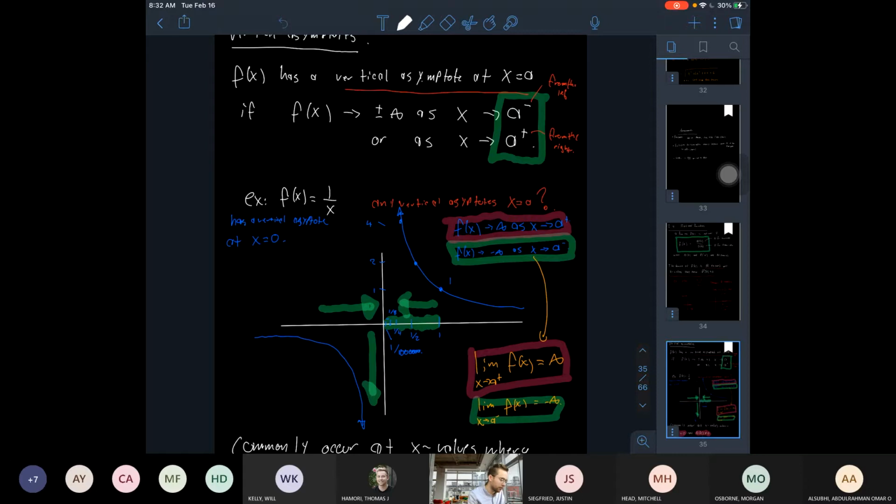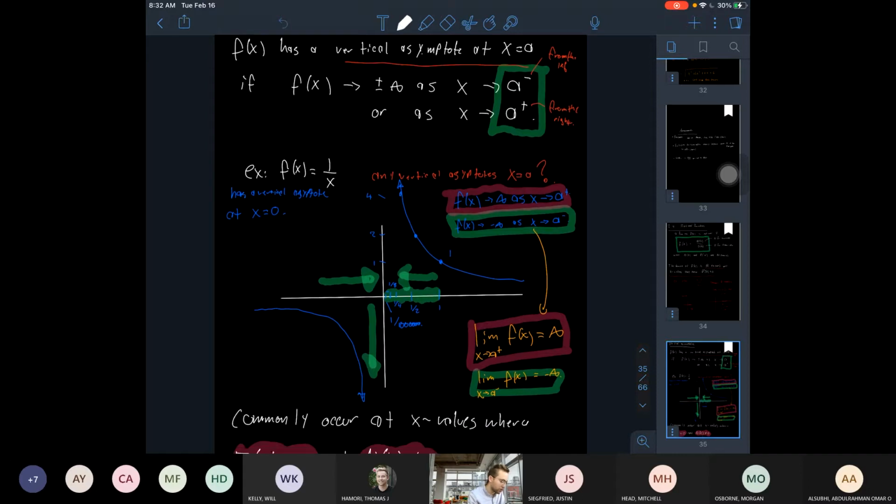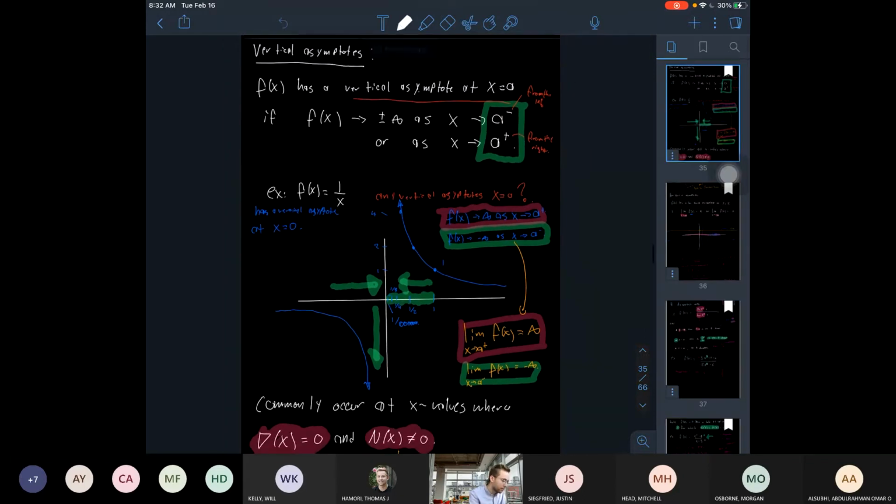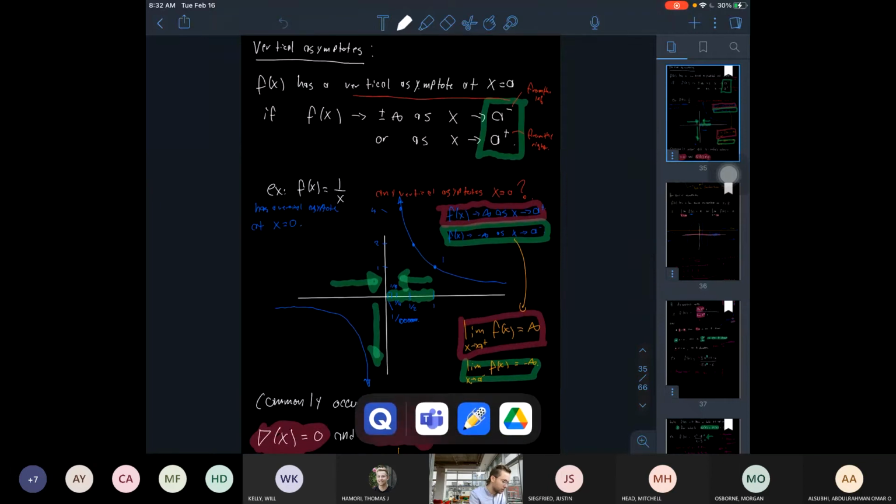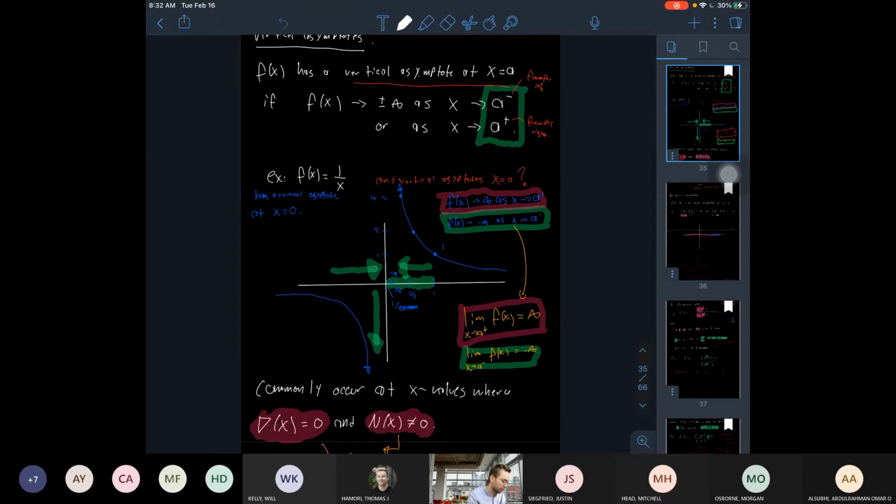We introduced this limit notation where we say the limit as x approaches a from the right. In this example, our a value was 0, so we would write the limit as x approaches 0 from the right of f of x is infinity, and the limit as x approaches 0 from the left of f of x is negative infinity. When I first defined vertical asymptotes, all I said was that they commonly occur at x values where d of x is equal to 0 and n of x, the numerator, is not equal to 0. So the denominator is 0, but the numerator is not 0. At those values, we're usually going to have a vertical asymptote.